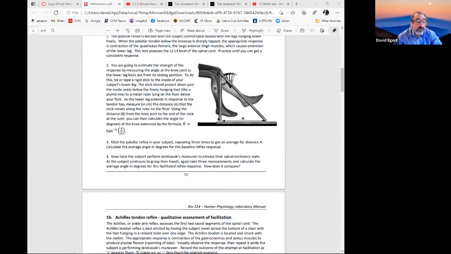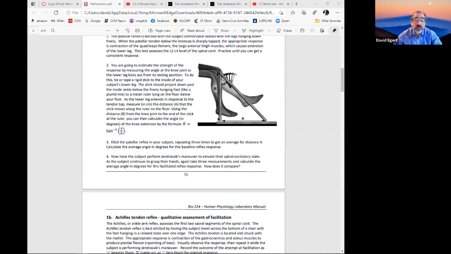Partly I wanted you to spend time just making sure that you had a sense of what we're doing, what the process is, what we're looking for. How are we going to measure our dependent variable in the case of the patellar reflex? Anybody? By measuring the arc of the leg, how much it swings out. Yeah, we're going to see how far it swings out, and then we'll have to do the trigonometry to actually figure out the angle there.